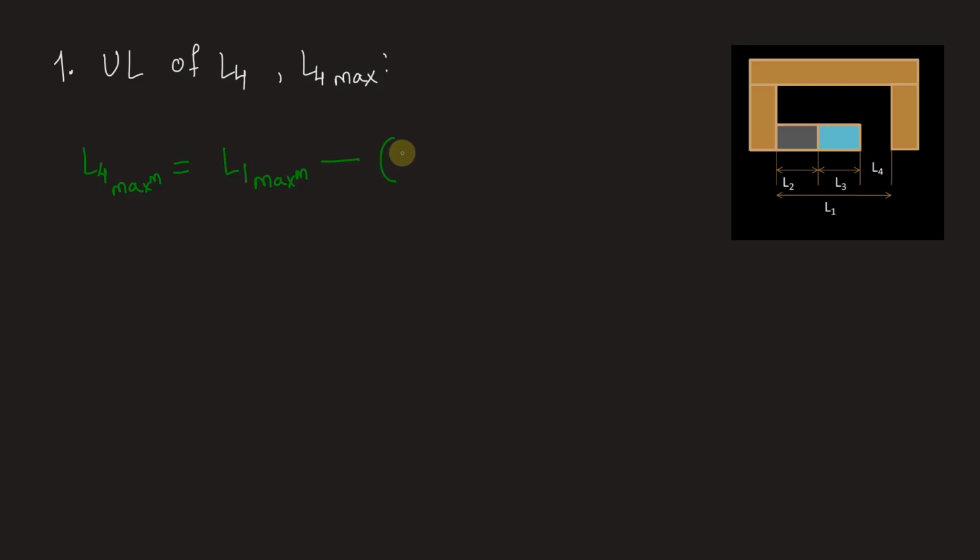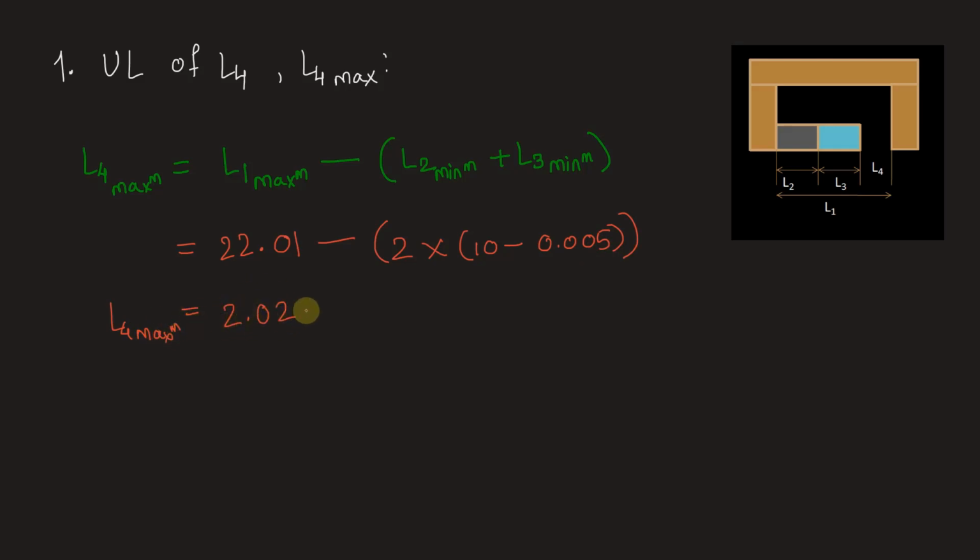Hence we will subtract both L2 minimum plus L3 minimum. L2, L3 are both equal to each other, so we can substitute here. L4 max is nothing but L1 maximum, which is 22 plus 0.01. It comes out to be 22.01, minus, these are equal to each other, we can say 2 into L2 minimum, which can be calculated by 10 minus 0.005. So from digital calculator, this value turns out to be 2.02 mm.